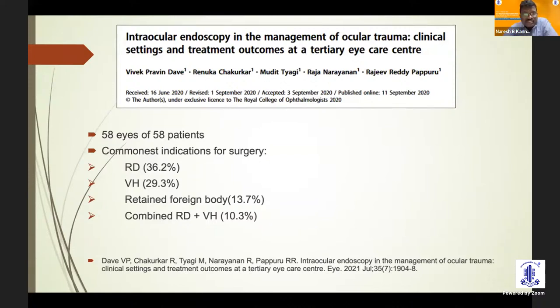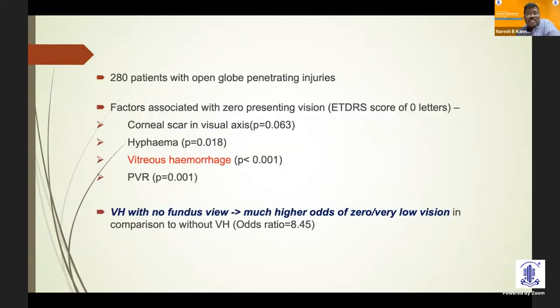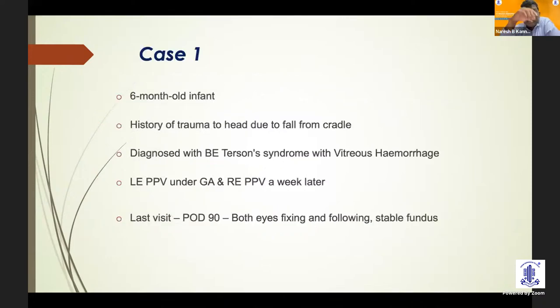In one of the papers from Elu Prasad, they operated with bad cornea with endoscopy. They found vitreous hemorrhage to be present in 30% of these cases, and foreign body in 13%. And in one of the largest prospective trials from the UK, you can find that vitreous hemorrhage is one of the most prognosticating factors with poor visual outcome.